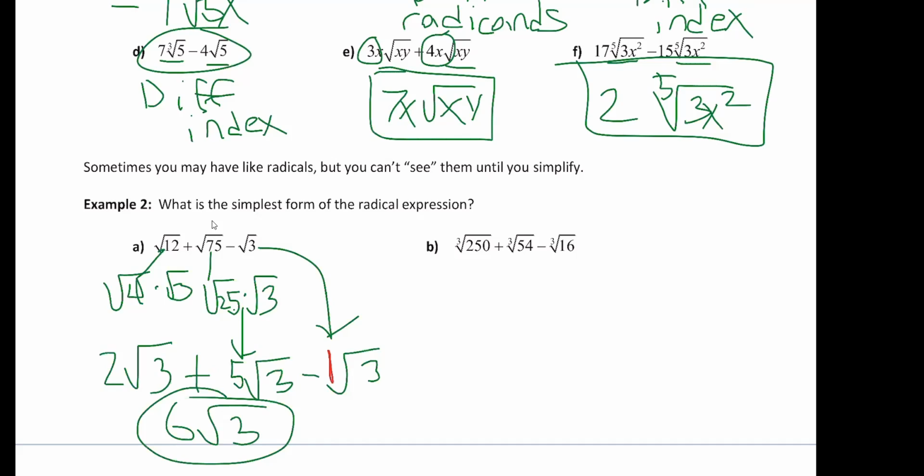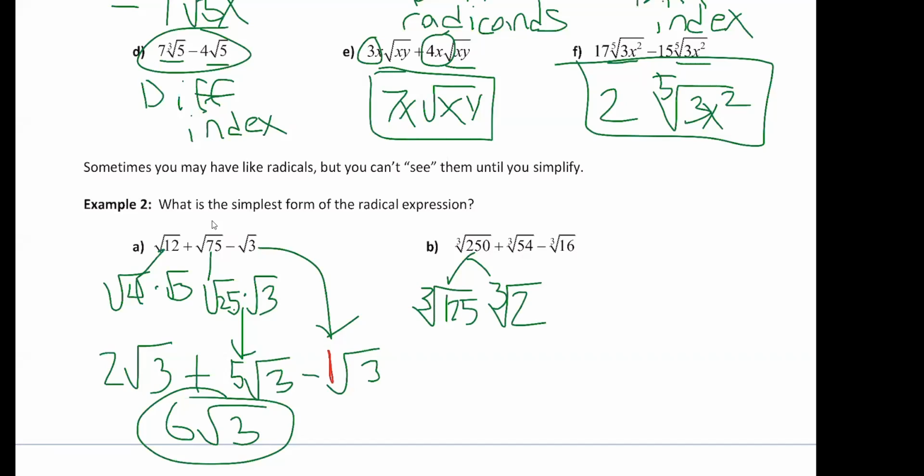For part B, we have a bunch of cube roots. Like I said, you could pull out perfect cubes, or if you prefer to do a factor tree, I don't care. However you simplify your radicals, if you have your own process, do whatever you're doing. On your test, I want you to be able to actually do it, so I guess I care how you do it, but I don't care which way you do it as long as it's you doing it.